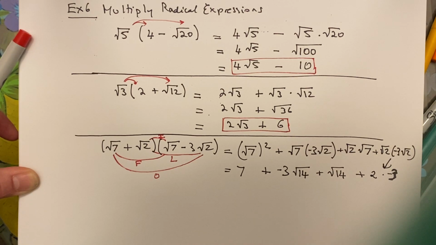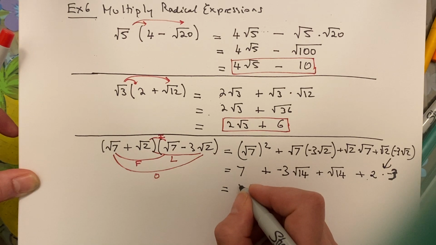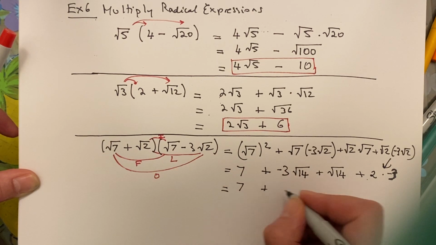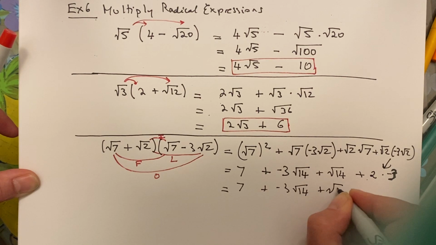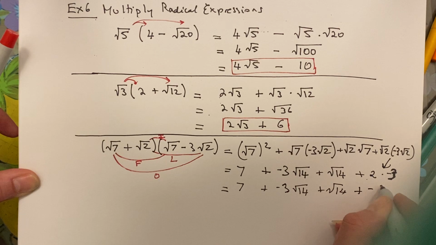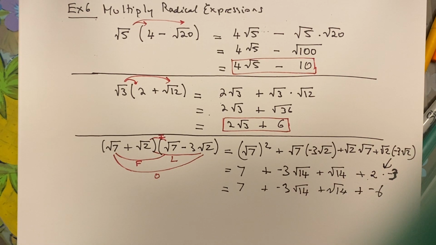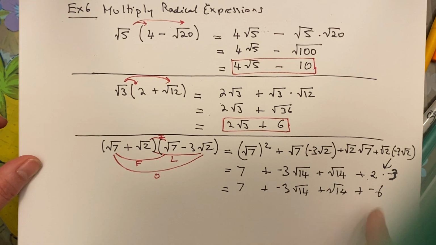So I put an extra step because I want to make sure that you see where this number is coming from. So 7 plus negative 3 square root of 14 plus square root of 14 plus negative 6. Well, I'm down to my last step where I have to combine like terms. Well, 7 and negative 6 are like terms. And so I combine 7 and negative 6, and I get 1.